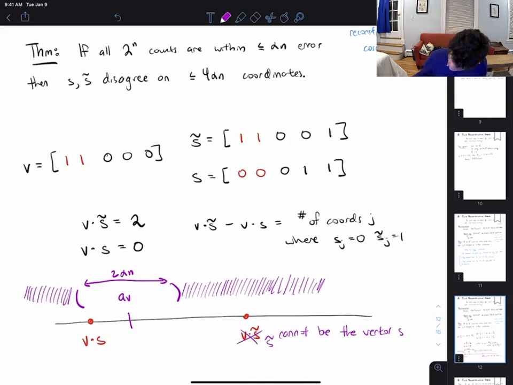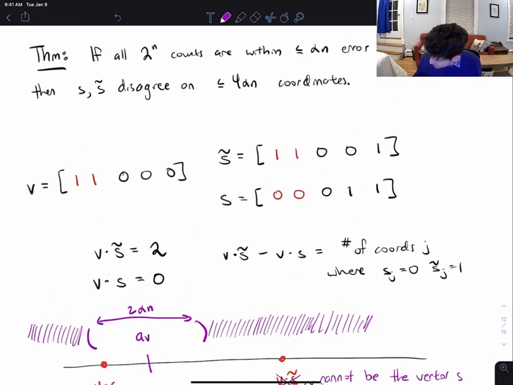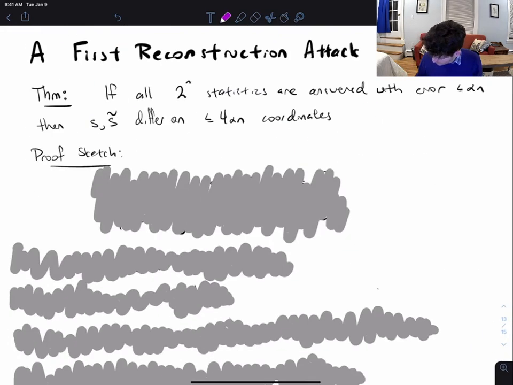Okay, so each query kind of eliminates some set of S tildes, and in particular, if S and S tilde are very different in this way, there's going to be one particular query that's going to catch that difference. So let's see if we can turn that into a proper proof. So remember, here's the theorem we want: if all 2 to the n statistics are answered with error at most alpha n, then S and S tilde differ on at most 4 alpha n coordinates.